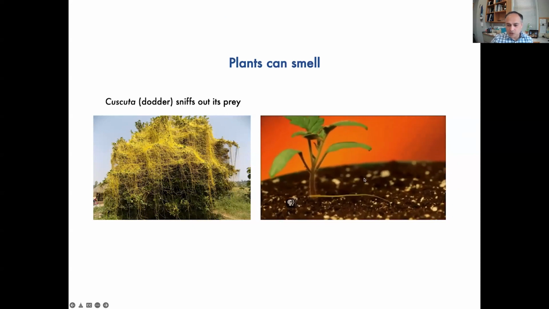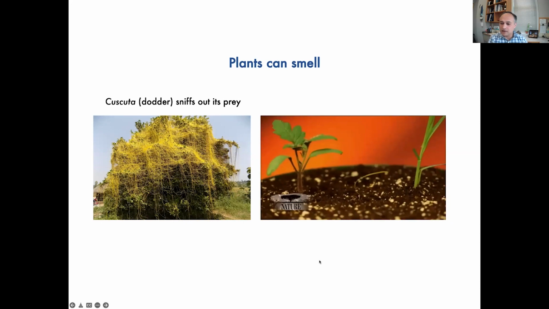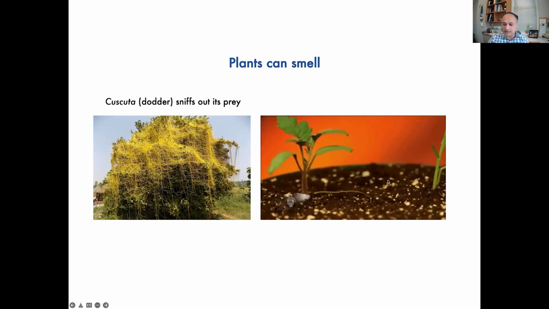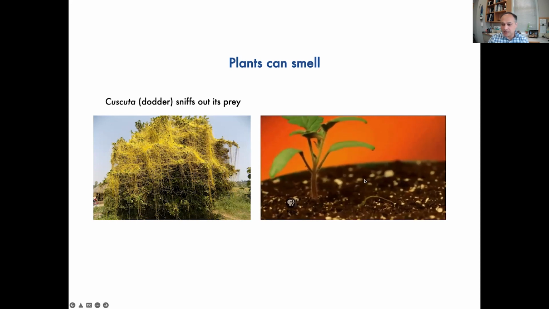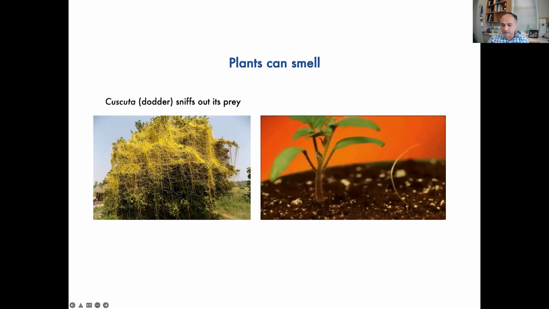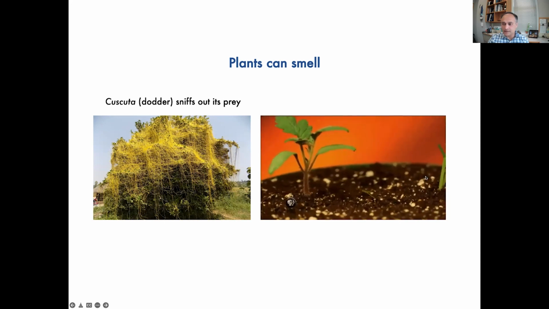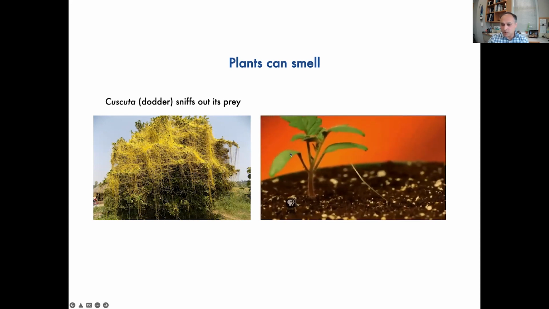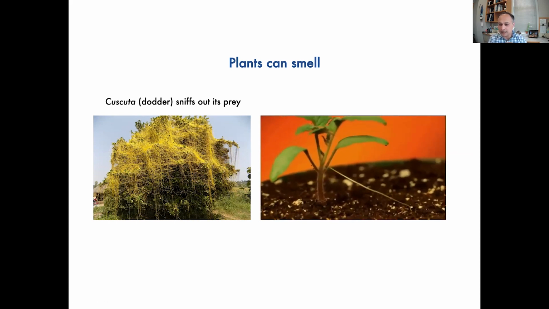The way Cuscuta sniffs its prey is that many plants secrete volatile compounds. Okay, this is a nice example. This baby Cuscuta just germinated, and on the left side is a tomato plant, and on the right is a grass. Okay, now it prefers the tomato plant because tomatoes secrete a compound that Cuscuta likes.